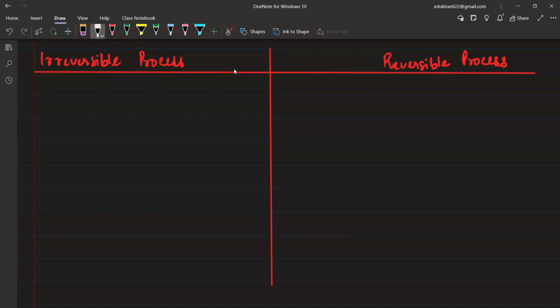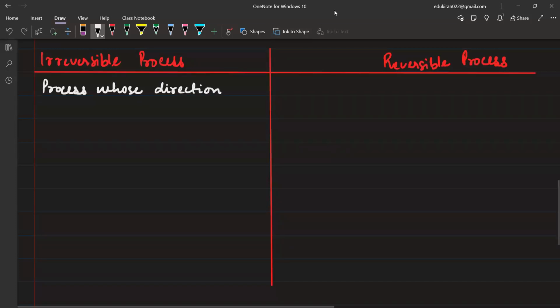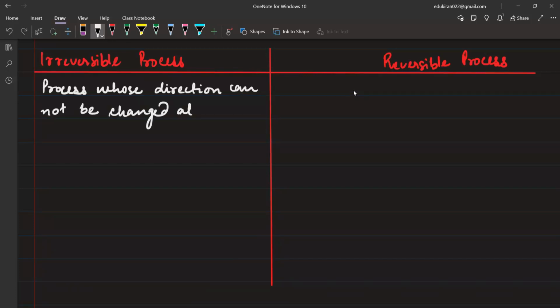If I define irreversible process, then I will define it as the process whose direction, when I say direction, that means the direction of change, है ना. So direction of change cannot be changed at any stage. Say in reversible what can happen? Process whose direction can be changed at any stage. समझ में आ रही है?